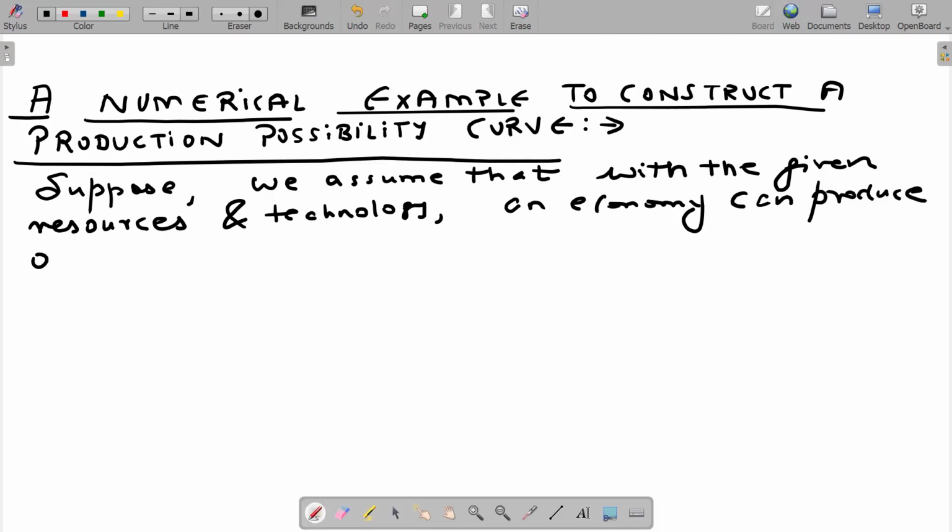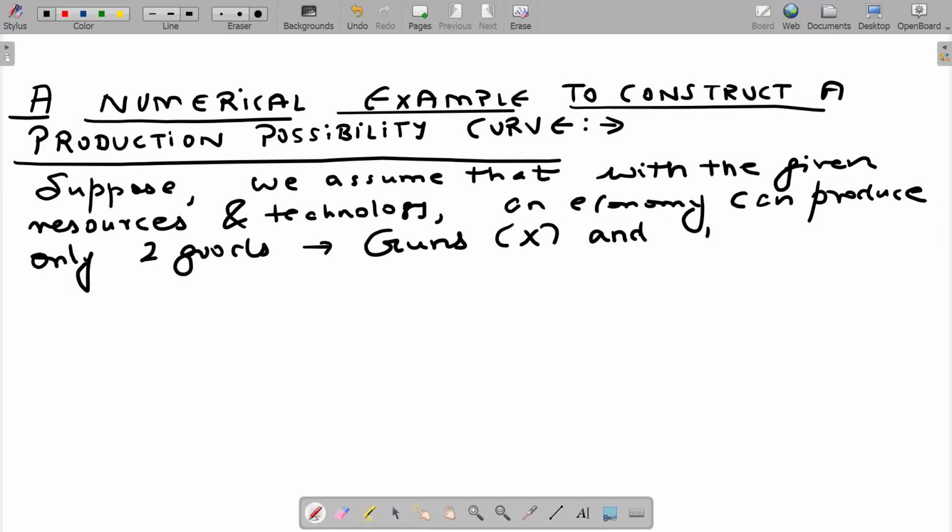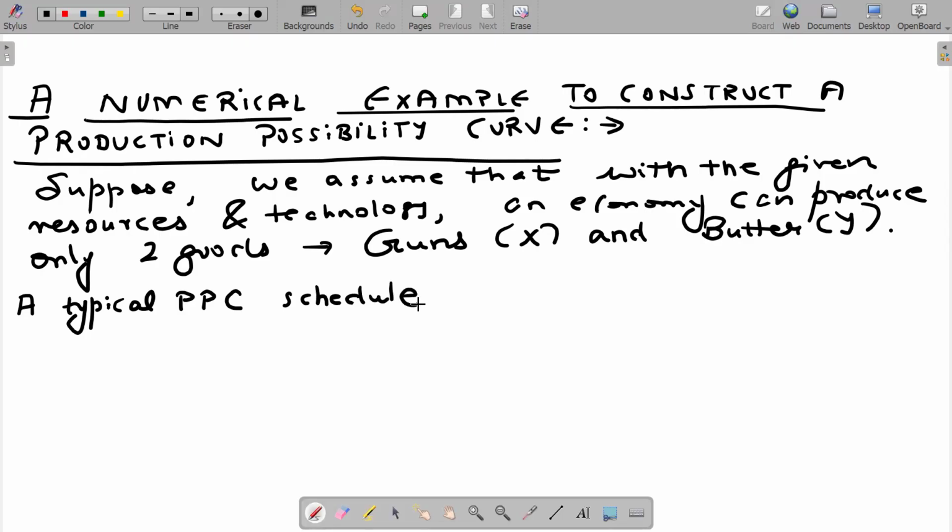An economy can produce only two goods, guns and butter. Let's call guns good X and butter good Y for simplicity. A typical production possibility schedule looks like a typical PPC schedule. A schedule is nothing but a tabular representation in which we take arbitrary values to show how the production is going to happen.